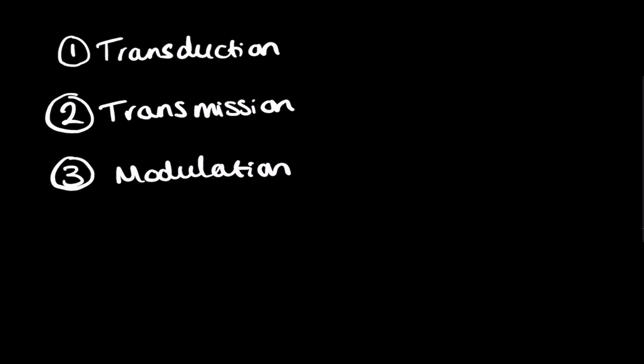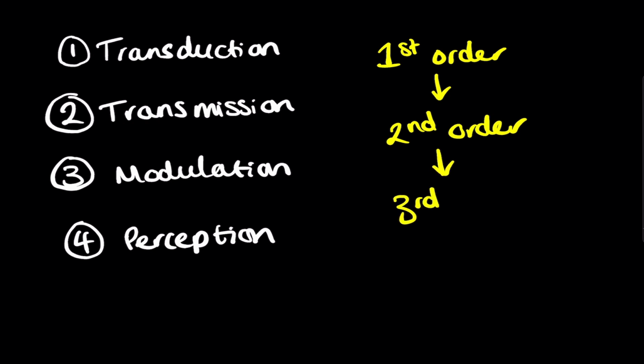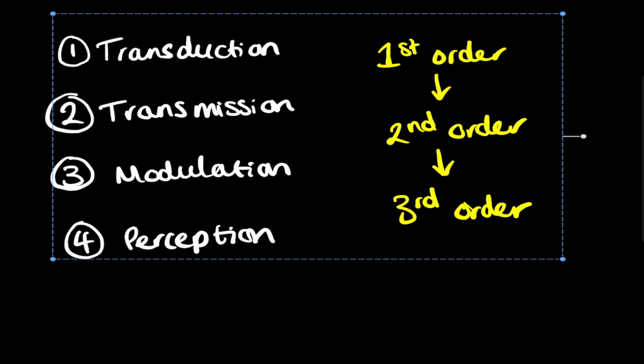These are number 1, transduction, number 2, transmission, number 3, modulation, and number 4, perception. Next, the structure we're going to use to classify the pathway are first order, second order, and third order neurons. We're going to use these keywords as a skeleton on which we will hang all the details we need to know for the exam. If you remember these points, the rest of the details will follow logically.